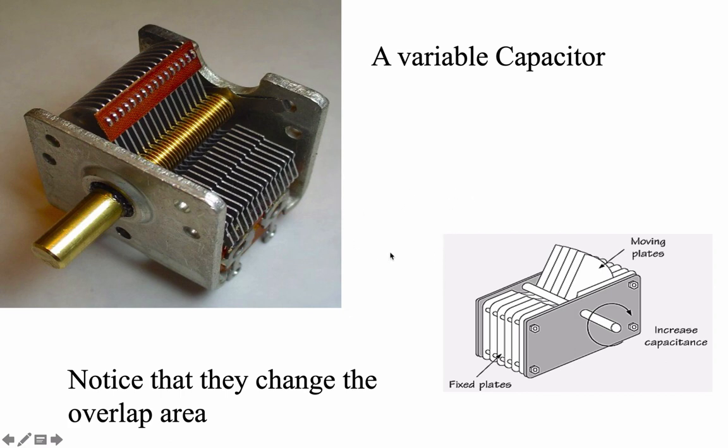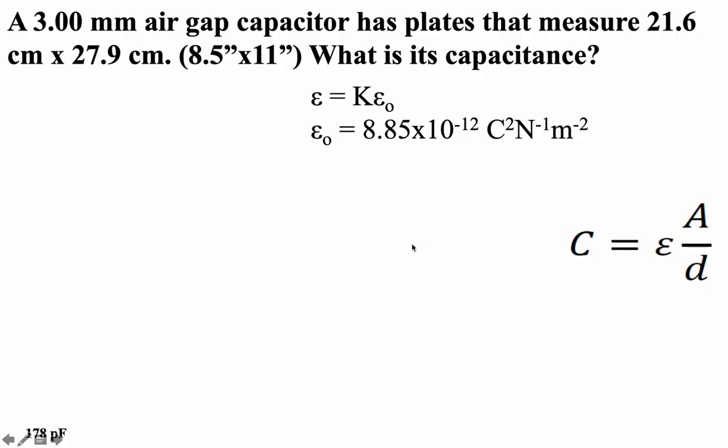This is a variable capacitor. So what they're doing here is they're changing the area, right? So C is proportional to area over distance, right? So what they're doing is just changing the area of overlap there. They can make it bigger or smaller by rotating that knob. Okay, I do believe if I hit the right arrow, we're going to see the example problem.